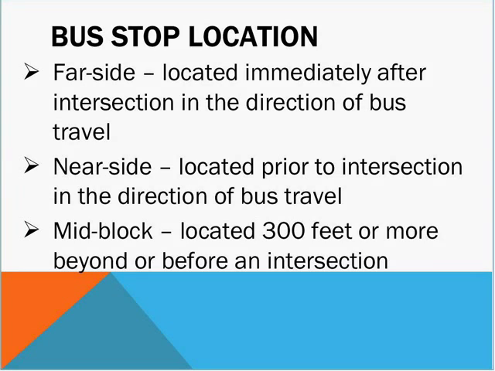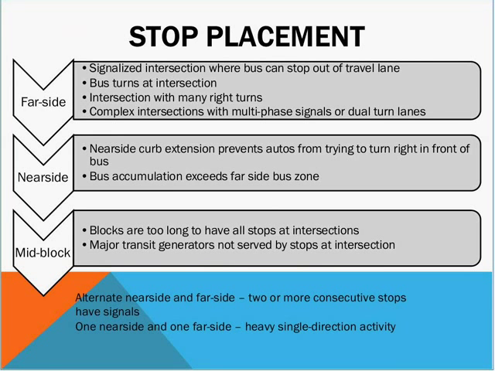There are three general types of bus stop locations. We refer to them as the far side, the near side, and mid-block. Far side is in the direction that the bus is traveling, on the other side of the intersection. Near side would be before the intersection, and mid-block, of course, is when you have a very long stretch between intersections, the bus stop being located between those intersections. These are some of the criteria in deciding whether it should be a far side, a near side, or a mid-block location. It's not very complicated. It's based basically upon the type of activity that is taking place at that particular location.